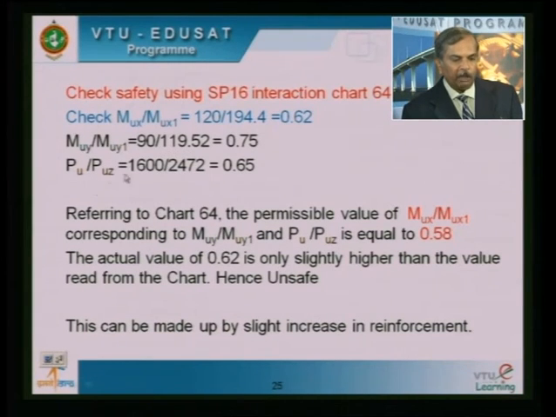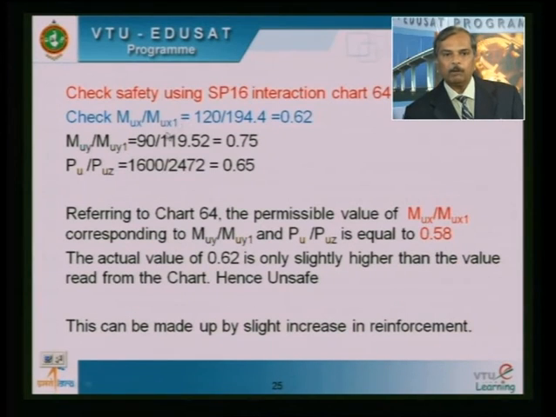So, for these 2 values, I will be checking whether I will be getting a value of 0.62 or less. That is how I am going to start. So, I first pick up the value corresponding to Y ratio 0.75, and then I pick up the value corresponding to P ratio, that is 0.65. Then what is the probable value of the parameter corresponding to MX ratio? Referring to chart 64, the permissible value of MUX by MUX1 corresponding to the other 2 values is 0.58. This is the value I am getting from the graph. That is the limit for the adequacy of the section.